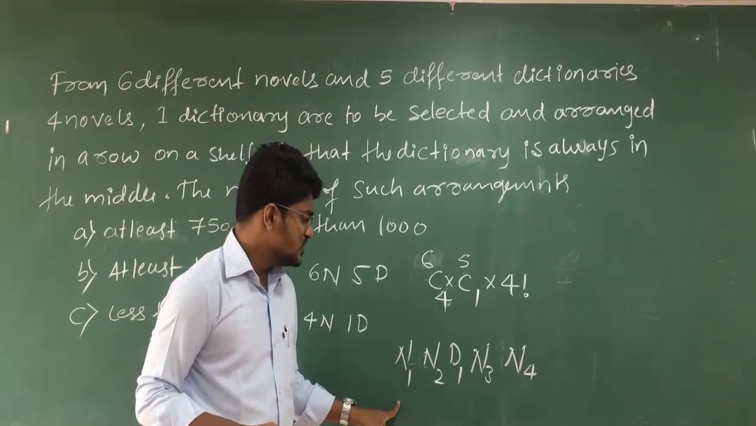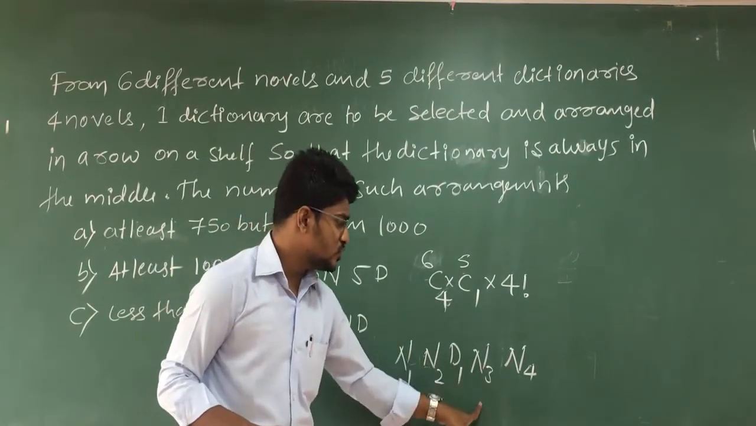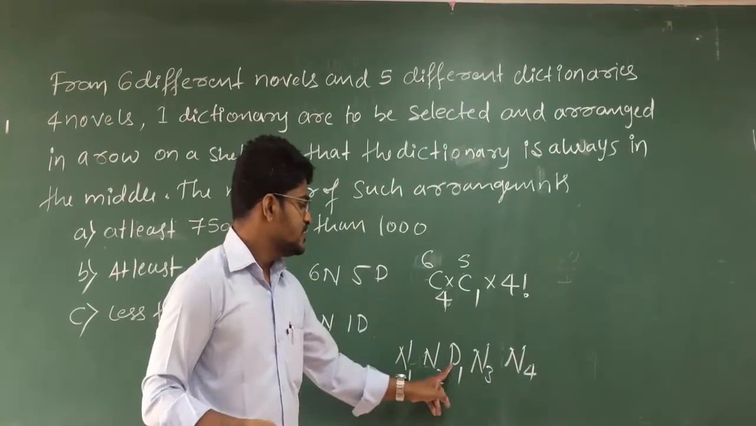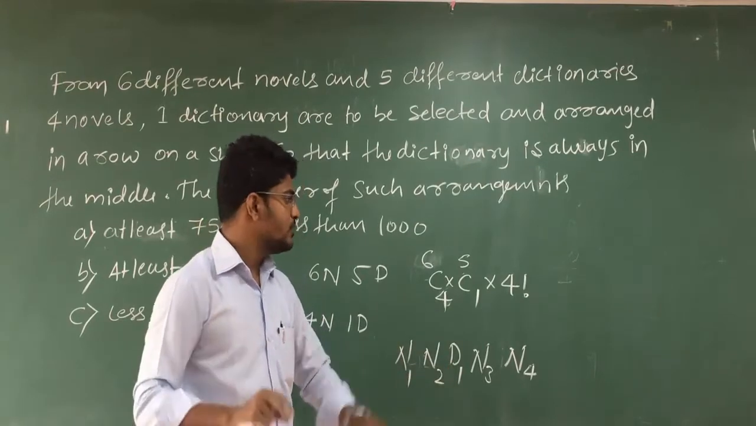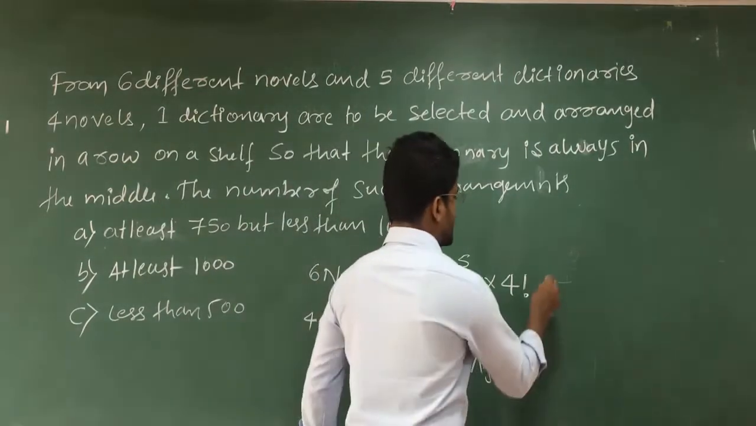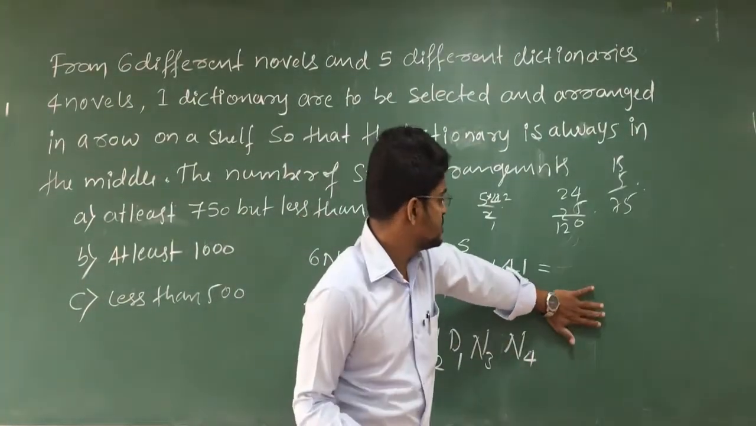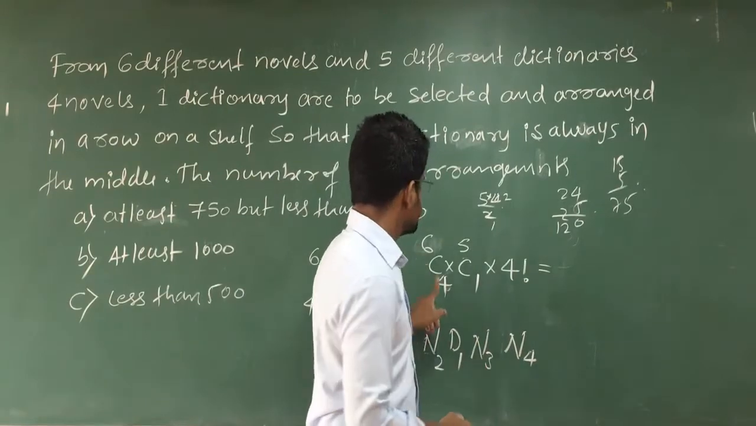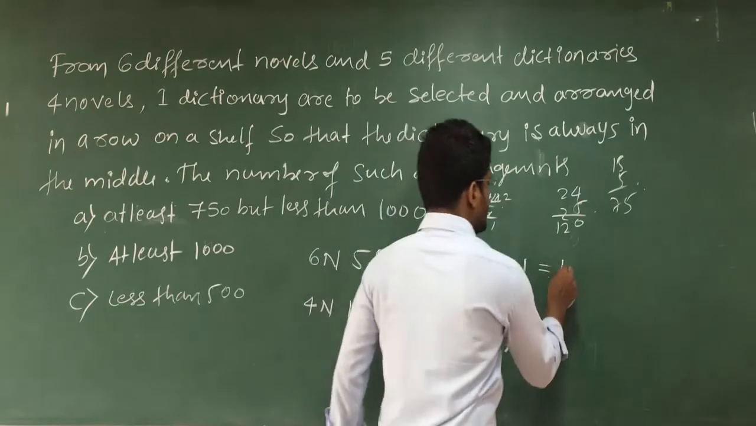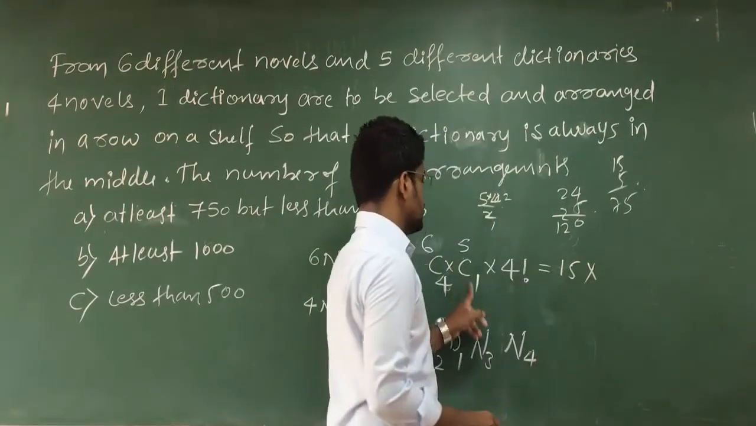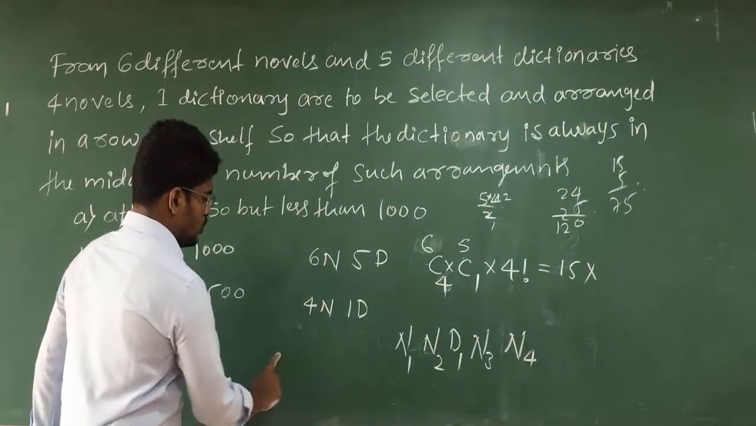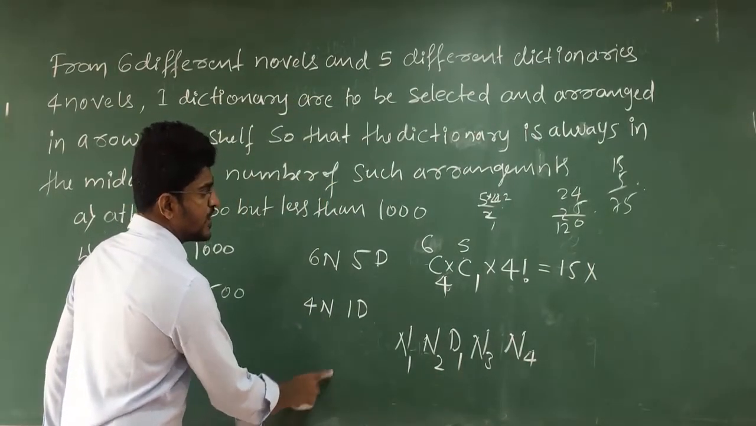So this has got 4 choices, this has got 3 choices, this has got 2 choices, this has got 1 choice. So 4 into 3 into 2 into 1, that is 4 factorial. This has got only 1 choice, no problem. So this will be your answer if you calculate. Clear? So 4 factorial is 24. Now you got how much? That is 6C4, 5C1, 4 factorial. Clear? 6C4 is 15. 5C1 is how much?